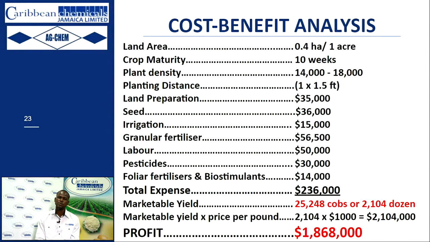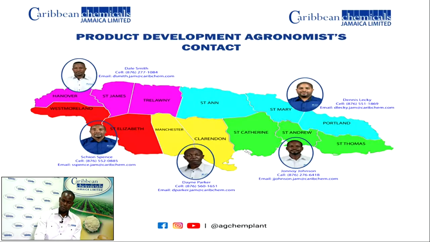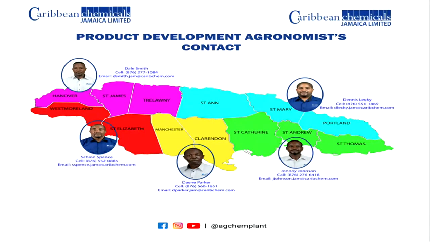If you're looking for an excellent sweet corn variety, I suggest that you choose the Bright Gene, right? You're getting a good crop, good development in a short period. For further information, you can call any of the agronomists. You have Dale Smith in the Northwest region, Dennis Leckley in the Northeast region, yours truly in the Southeast region, and in the Central area, you have Dean Parker. And in the West, you have Sion Spence, right? So for any further information, you can call any other agronomist or the technical sales agronomist.